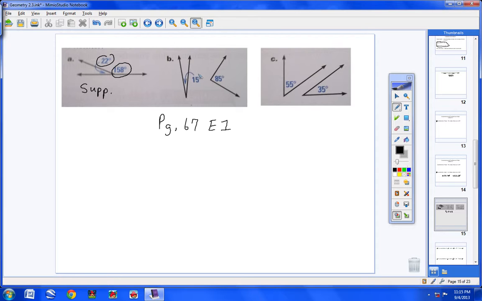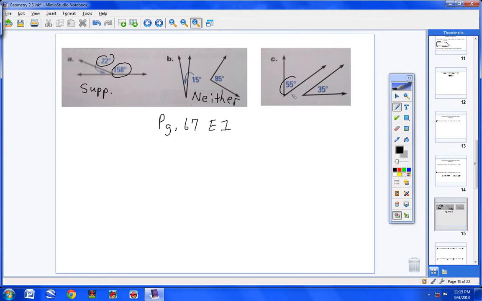Now let's look at angle B. We have problem number B. We have an angle that measures 15 degrees and an angle that measures 85. If you add those together, you get 100. Well, that's not complementary and that's not supplementary. It either has to be 90 or 180. So this would be neither.